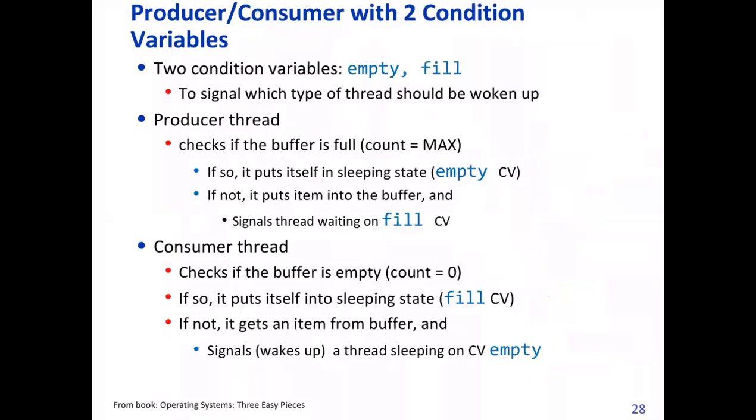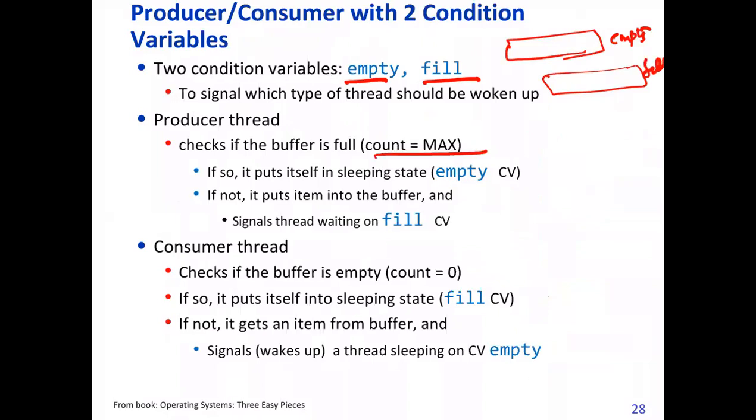Okay, so there are two condition variables, empty and fill, that we have seen. It means that when these are declared, two queues are formed. First is empty and second is fill. The producer thread checks if the buffer is full, then it puts itself into the empty condition variable queue. Note that this is a queue, and this also is a queue. When the buffer is full, it can't put anything, so it puts itself in the queue.